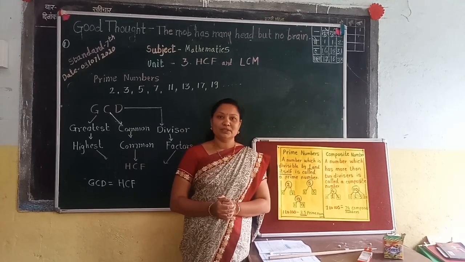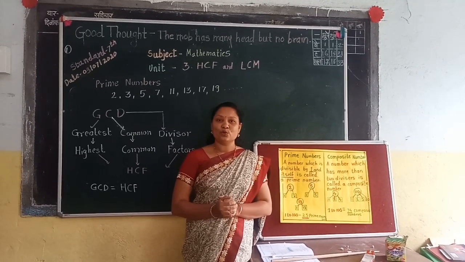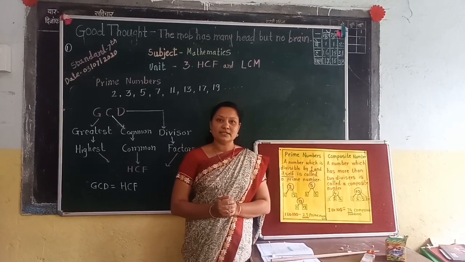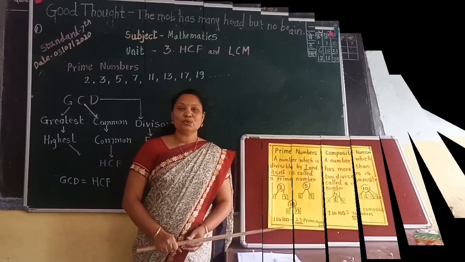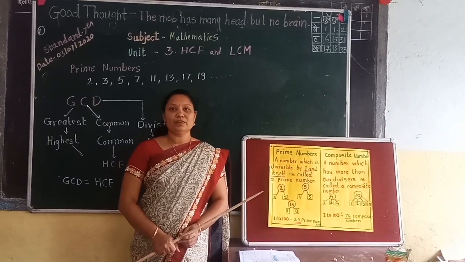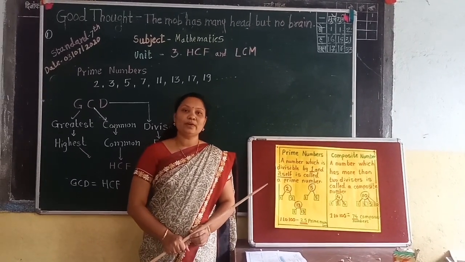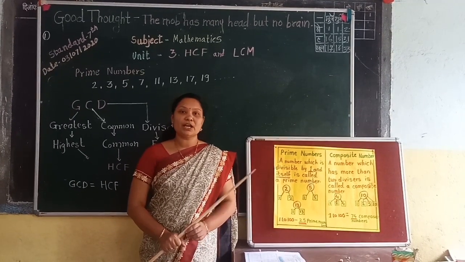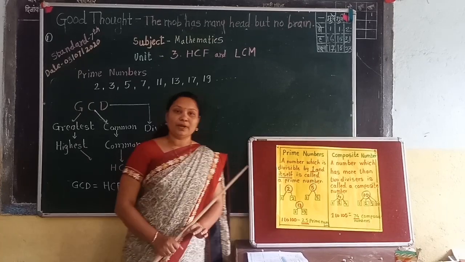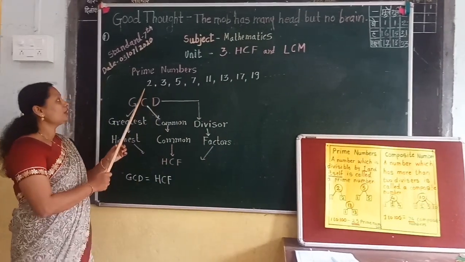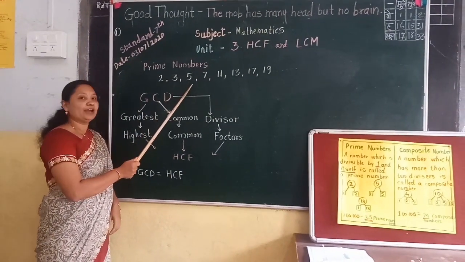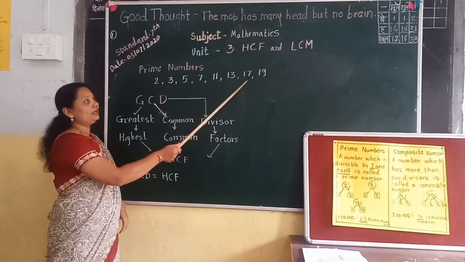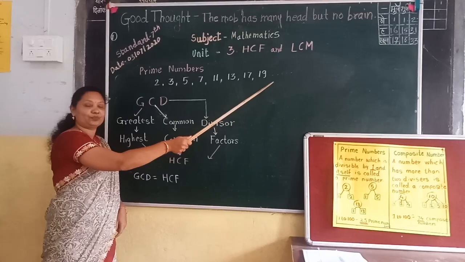Myself Elkezara, Vidyapeeth Kolhapur, and today we are going to learn chapter 3, HCF and LCM. Students, we have learned in the previous lecture how to find prime factors. Prime factors means factors which are only prime numbers. Prime numbers means 2, 3, 5, 7, 11, 13, 17, 19, etc.